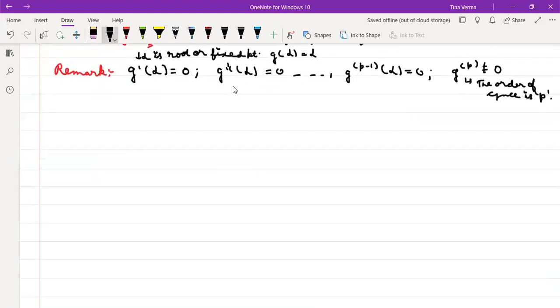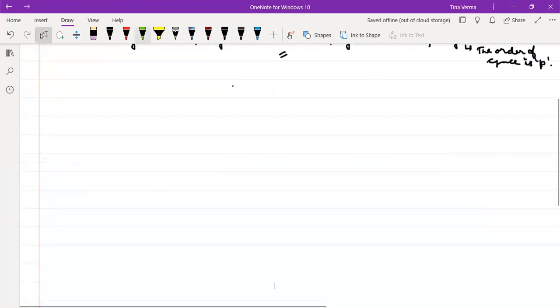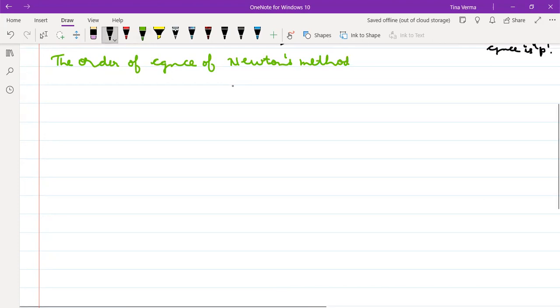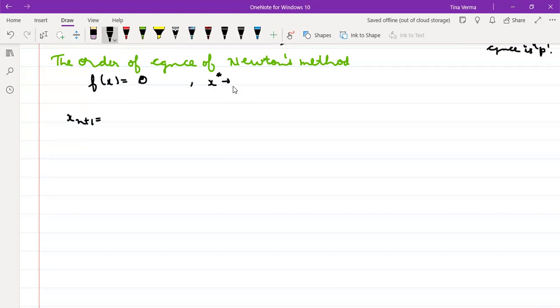This same concept we will use for the order of convergence of Newton's method. So here we are going to find the order of convergence of Newton's method. If you remember the formula, we are given f of x is equal to 0, and we want to find the root, that is x star. The formula becomes x n plus 1 is equal to x n minus the function's value at x n divided by f dash x n.